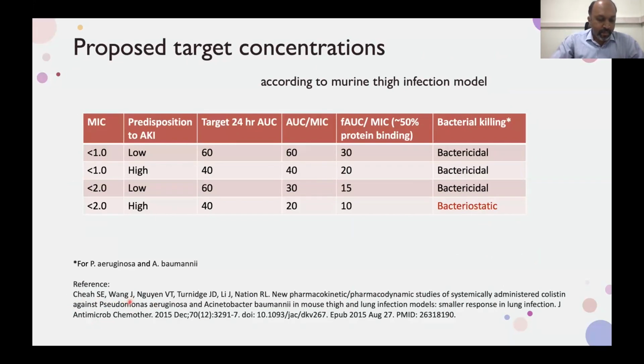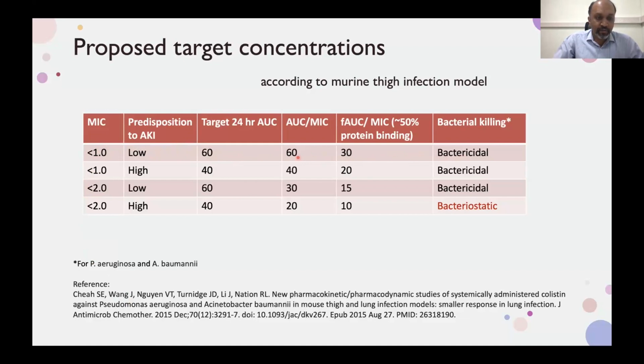For example, if the MIC of the organism is less than 1, when we target an AUC of 60 for the low predisposition group, it corresponds to an AUC by MIC of 60, and considering the free fraction of colistin as 50%, it results in an AUC by MIC of 30. And according to the study of Chia et al., this AUC will be bactericidal.